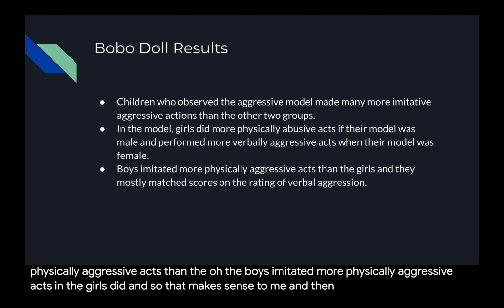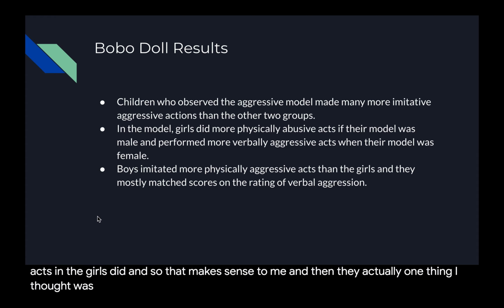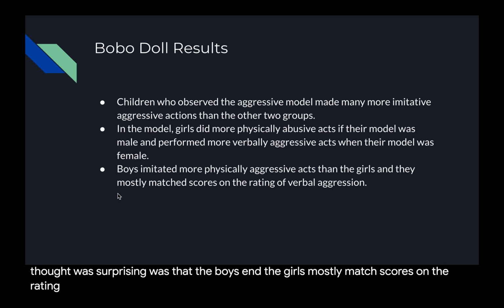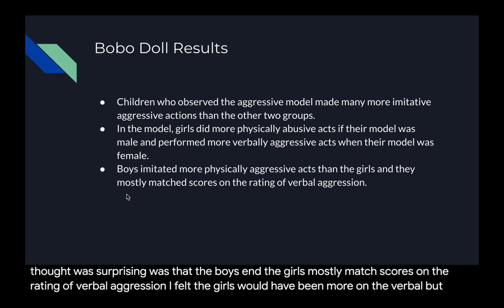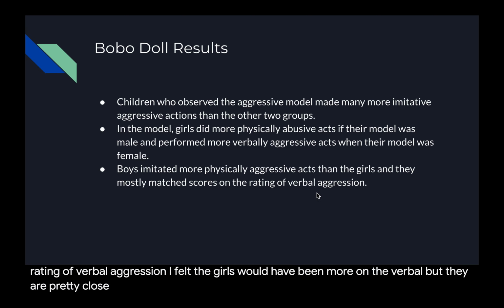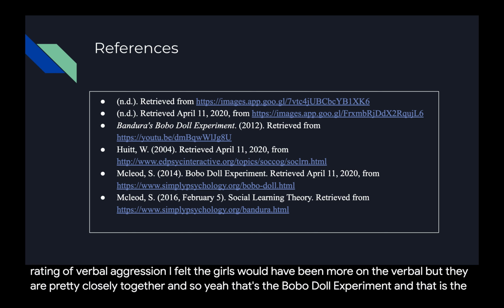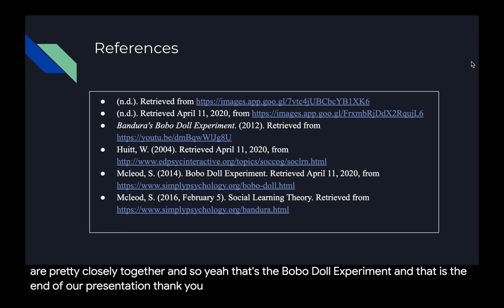And then one thing I thought was surprising was that the boys and the girls mostly matched scores on the rating of verbal aggression. I thought the girls would have been more on the verbal side, but they are pretty closely together. And so yeah, that's the bobo doll experiment. And that is the end of our presentation. Thank you guys for listening.